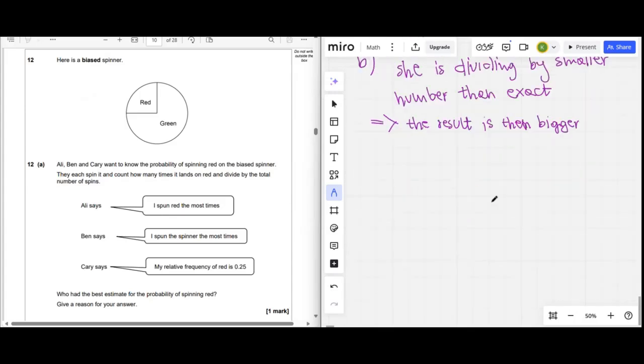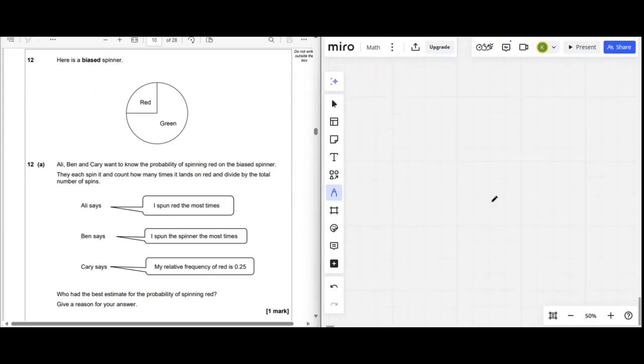Biased spinner. Red and green. Ali, Ben and Carey want to know the probability of spinning red on the biased spinner. It means that it's an unfair spinner, right? They each spin it and count how many times it lands on red and divide by the total number of spins. Red divided by the total number of spins.